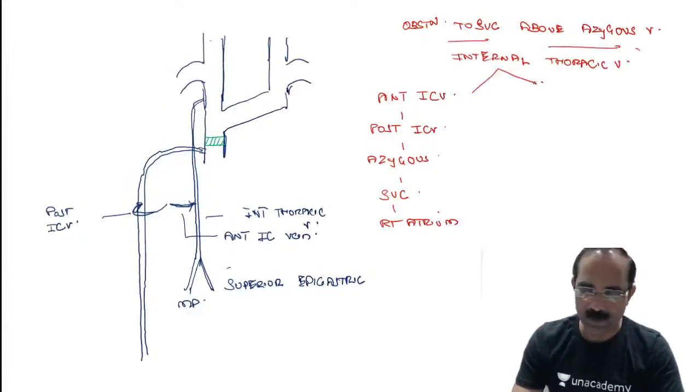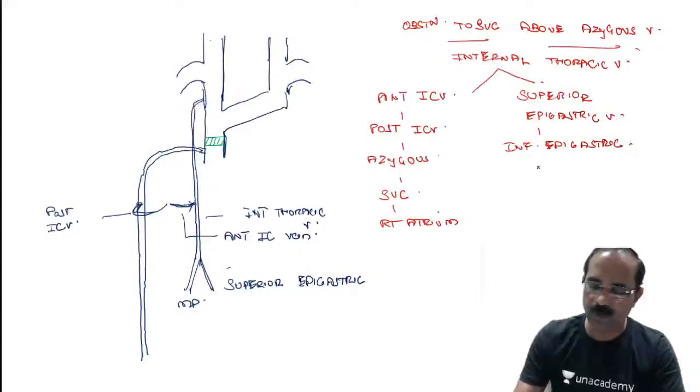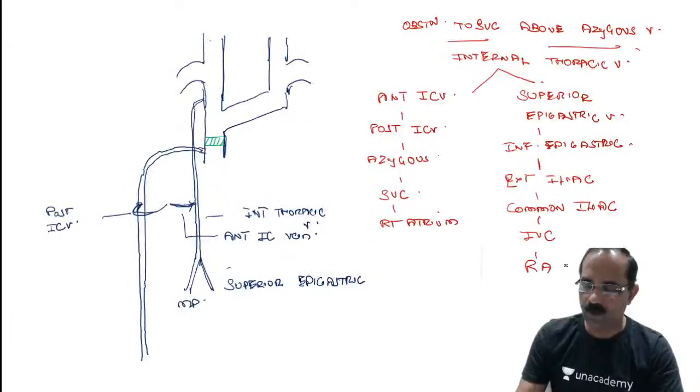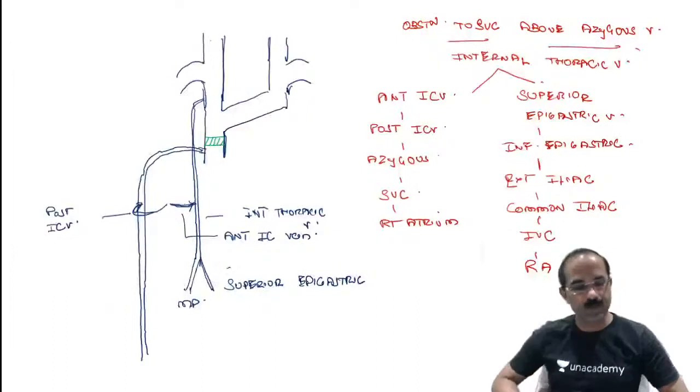From the internal thoracic vein, superior epigastric vein, inferior epigastric, external iliac, common iliac, IVC at the right atrium. So this is how the blood flows. This is very important, students.